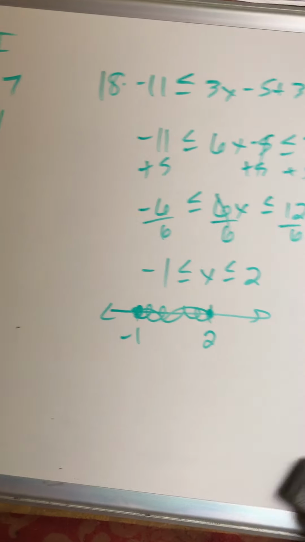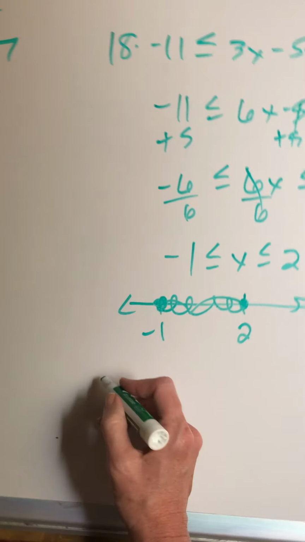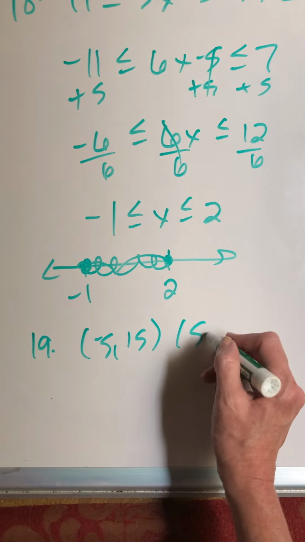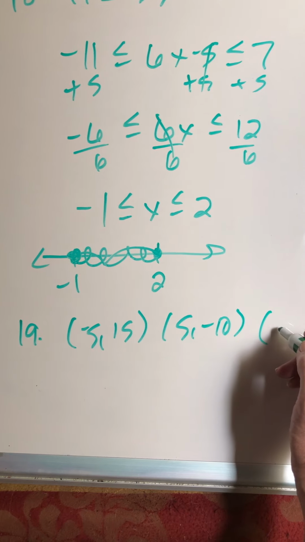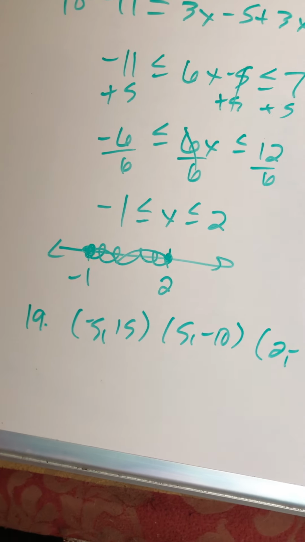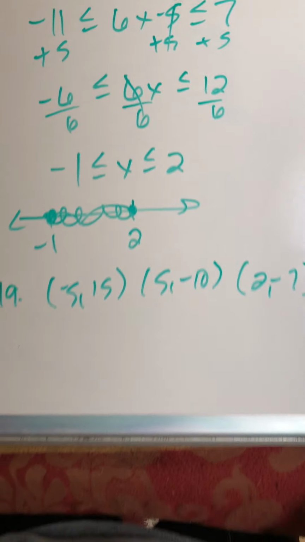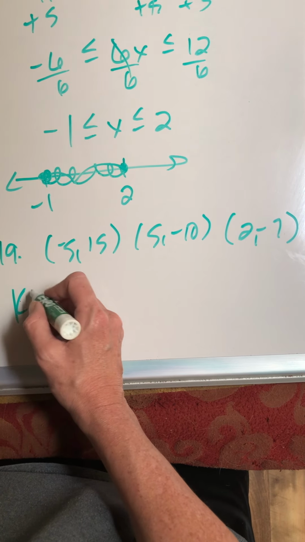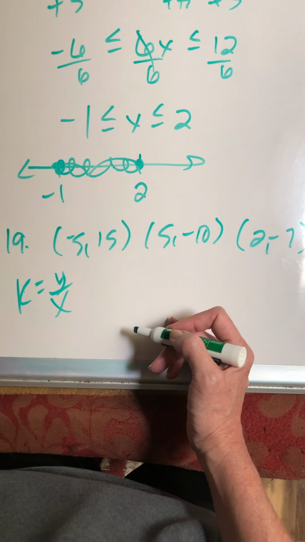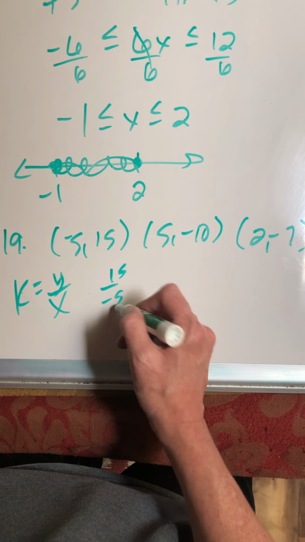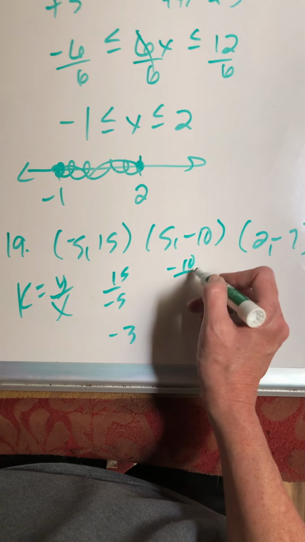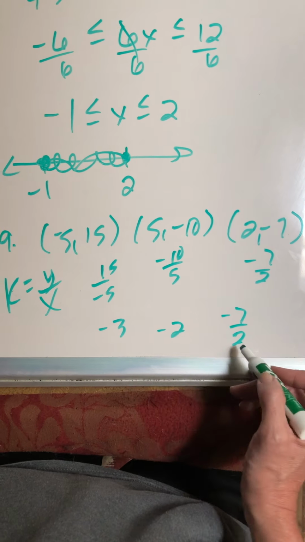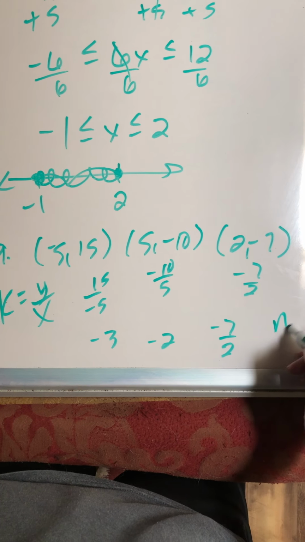Then on number 19, we are trying to decide whether these ordered pairs are direct variation or not. And we want to find the constant of variation. We're asked to find the constant of variation. So first, what we do, if we want it to be direct variation, the constant of variation is found by dividing y by x. So 15 over negative 5, that's negative 3. Negative 10 over 5, that's negative 2. Negative 7 over 2 is negative 7 over 2. These do not equal. So this is not direct variation.